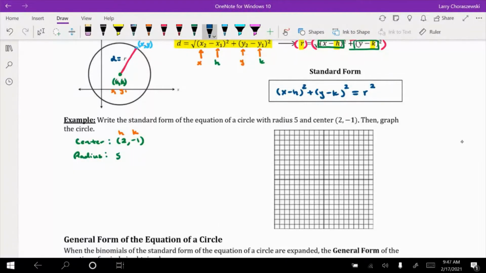So what we do is we fold both pieces of information into the standard form. In the first set of parentheses, it's going to be x minus our value of h, which is 2. We'll close off parentheses and square, plus open up our second set of parentheses, y minus our value of k, which is -1. Close off parentheses and square, and then we take our radius 5 and square that.